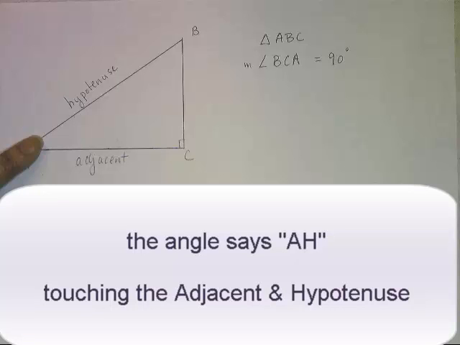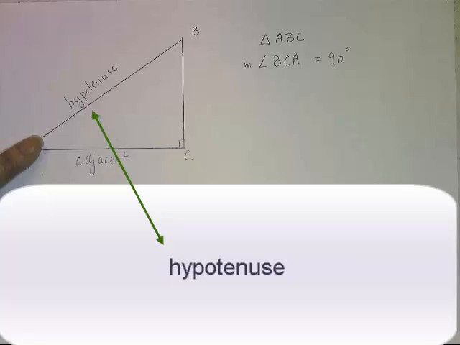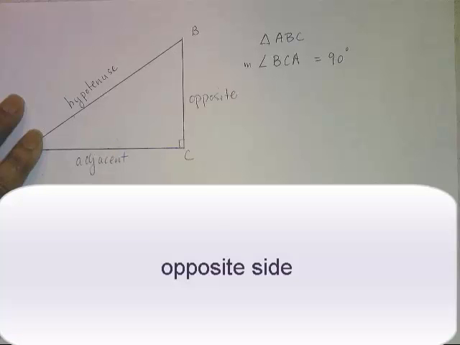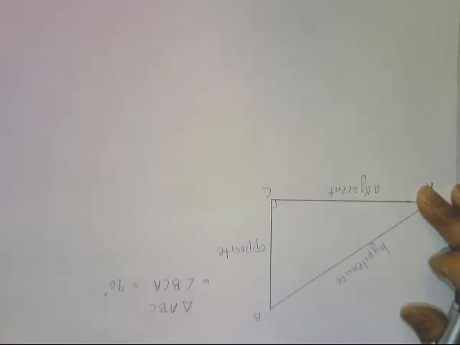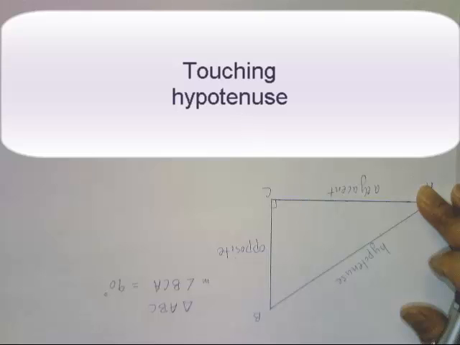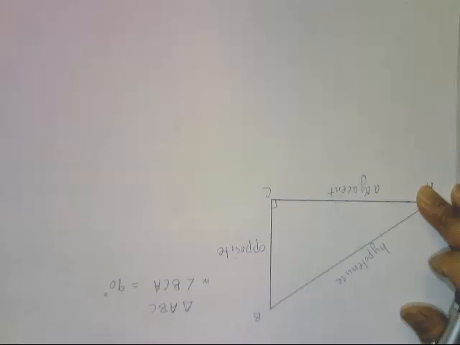You can pretend that you're massaging the angle, and the angle responds by saying, "Ah." You are touching the adjacent and the hypotenuse. Label the other side the opposite. The key is the angle that you're referring to. It doesn't matter whether I've turned the triangle upside down. The sides that I am touching are the hypotenuse and the adjacent.